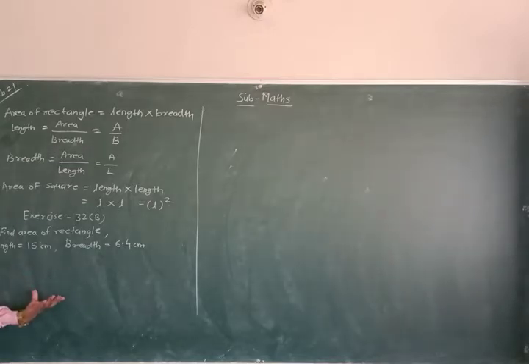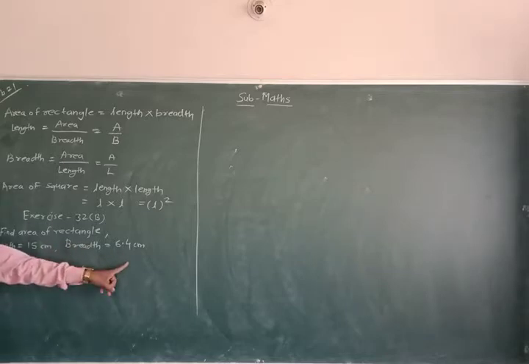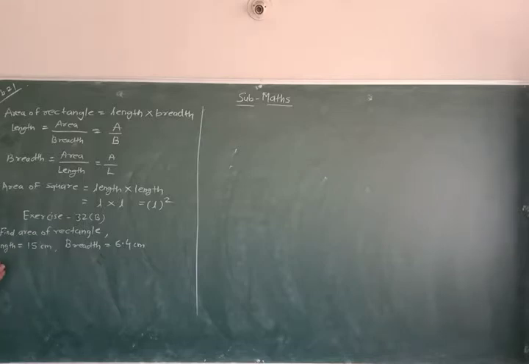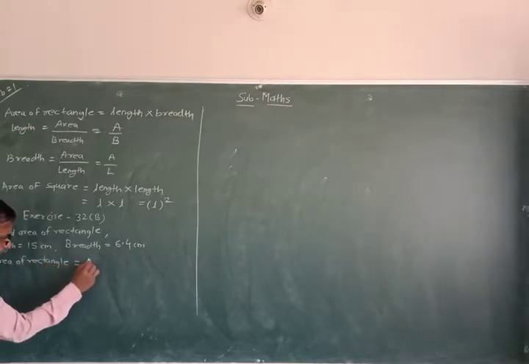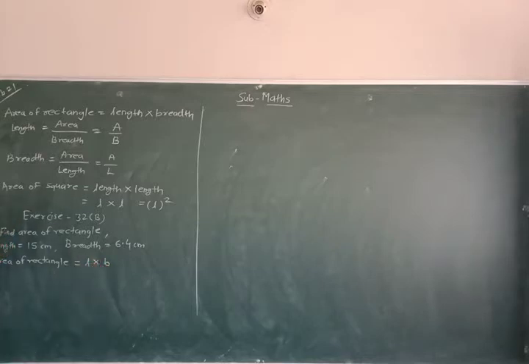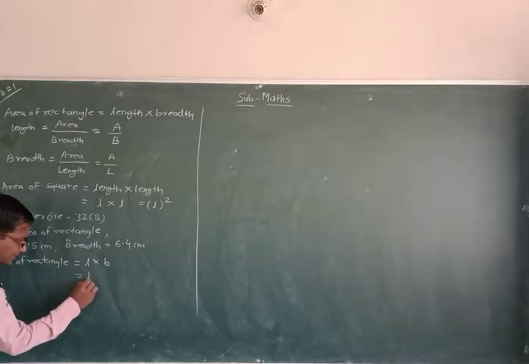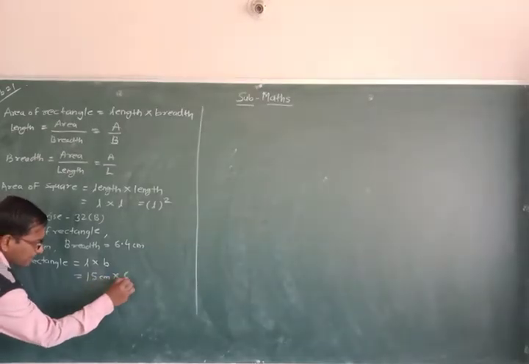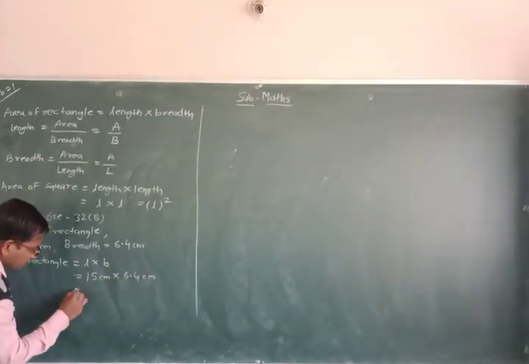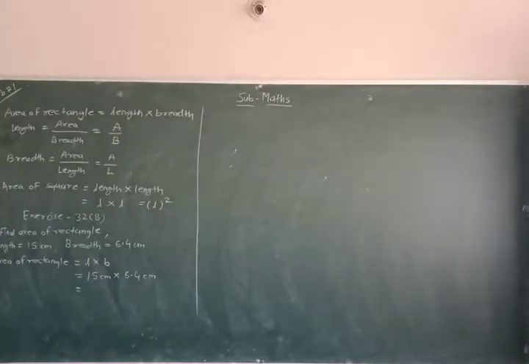First you write down given data. Given data means length is equal to 15 centimeter, breadth is equal to 6.4 centimeter. Then write down the formula. Area of rectangle is equal to length multiplied by breadth, L multiplied by B. Then we substitute the value. L is 15 centimeter multiplied by 6.4 centimeter. Then you have to do the multiplication. You know multiplication, from first standard you study multiplication.